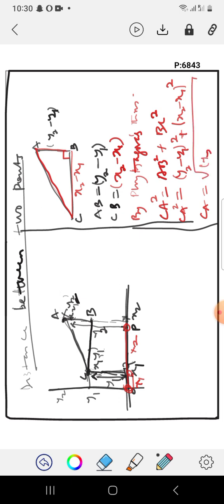So we have the square root of y2 minus y1 squared plus x2 minus x1 squared. And that is all. That's how you find the distance between two points. We may quickly look at an example. Let's look at an example.